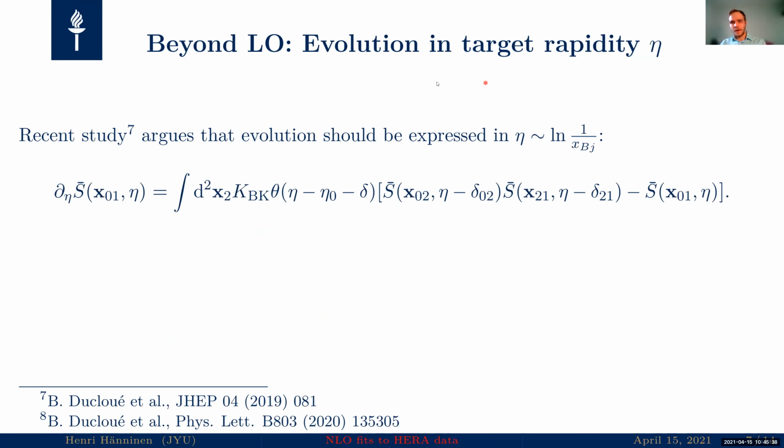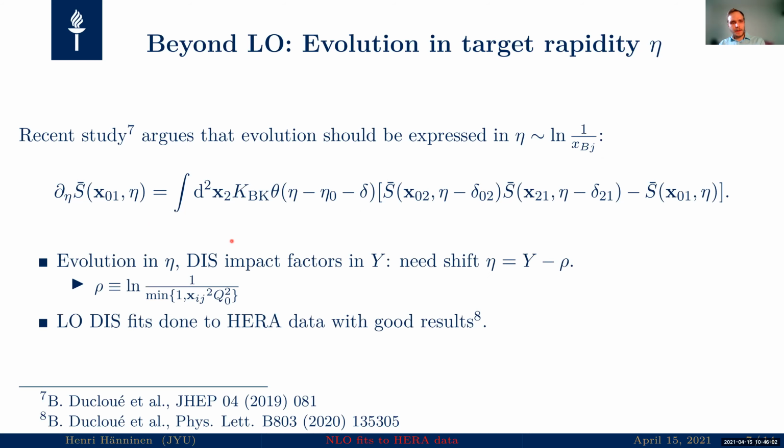So then the third option is this target momentum fraction ordering, where the evolution rapidity eta is related to the Bjorken x. Resummed BK equation now looks like this, and this is now again non-local in the eta evolution rapidity. And now we have the extra step that the evolution is derived in eta, and the DIS impact factors are derived in y, so we need to shift between them. Here is the shift that we use, and already the authors of this derivation did leading order DIS fits to HERA data using this enhanced BK with good results.